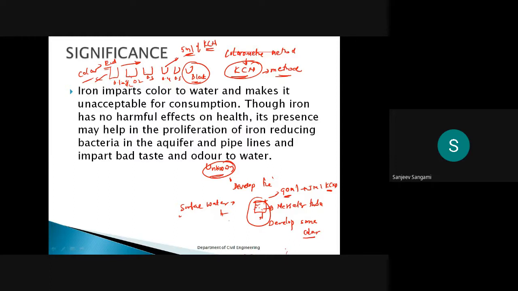If this unknown sample is matching with 0.1 milligram per liter, then the unknown sample iron concentration is 0.1 milligram per liter. If it is matching with 0.2 milligram per liter, then the unknown sample iron concentration is 0.2 milligram per liter. Suppose the color is in between 0.2 and 0.1, then you can say on average it is 0.15 milligram per liter. That is how you determine the iron in an unknown sample.